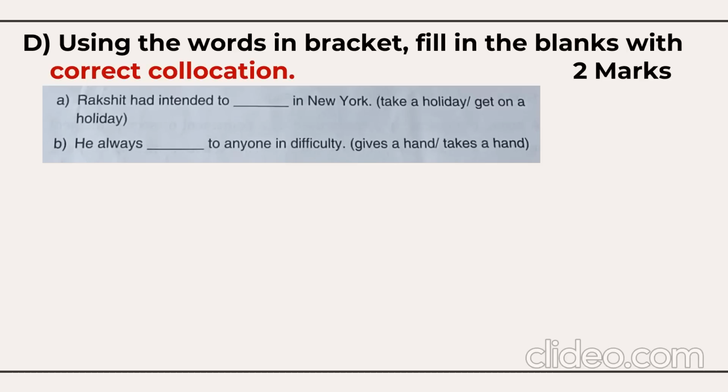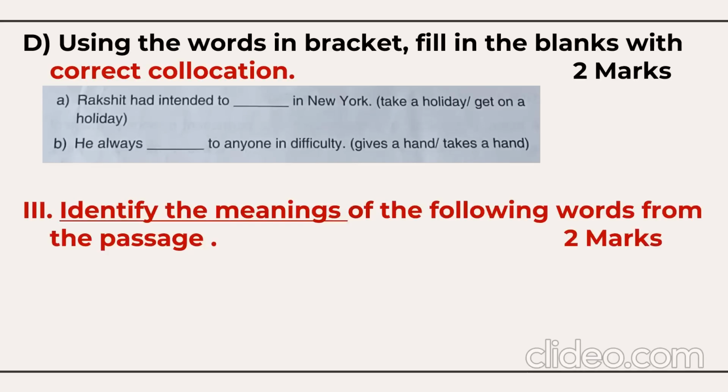Let's take an example. Rakshit had intended to take a holiday, or get on a holiday. So what's the answer? Intended to take a holiday in New York. He always gives a hand or takes a hand to anyone in difficulty. So obviously gives a hand, not take a hand. Like this, you need to find the appropriate collocation for this question. So collocations for 2 marks.